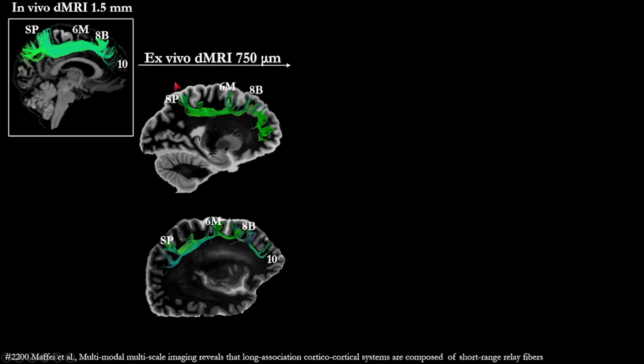So when we looked at the reconstruction of the SLF using the diffusion MRI tractography data from the 1.5 millimeters, we can obtain the streamlines that go all the way from the parietal to the frontal regions, even up to region 10. However, when we do the same for our ex-vivo data, most of the direct connections that we can reconstruct run from the parietal to the premotor region 6, and then more frontal to that, we observe a series of shorter range connections that go in and out of the cortex, and this is very similar for both samples.